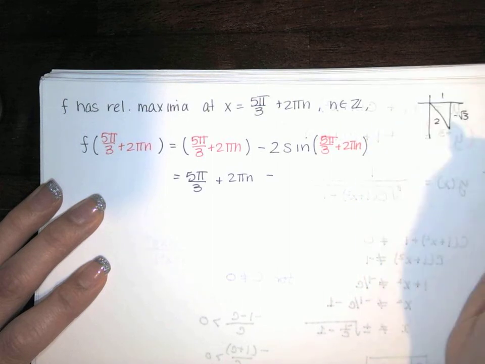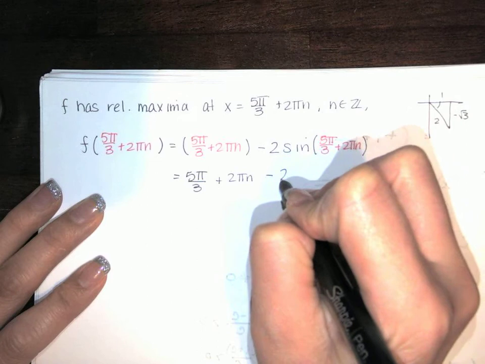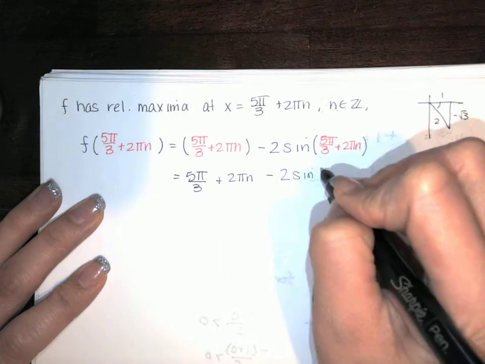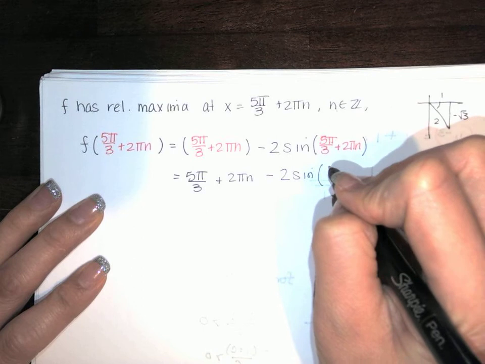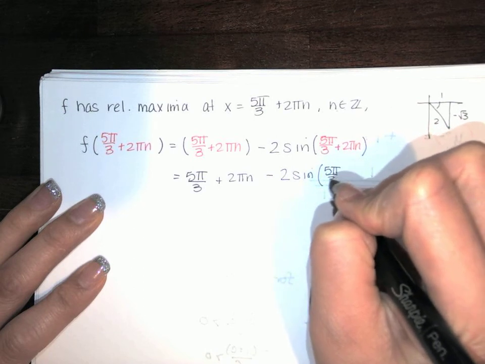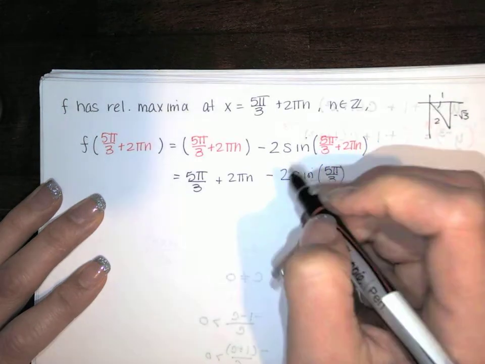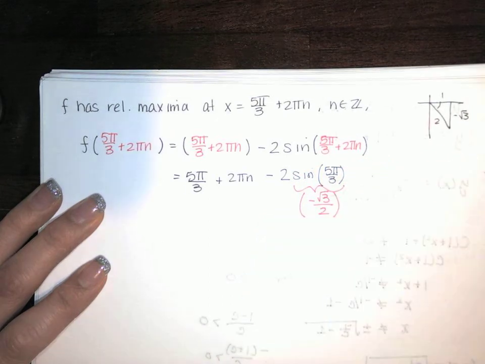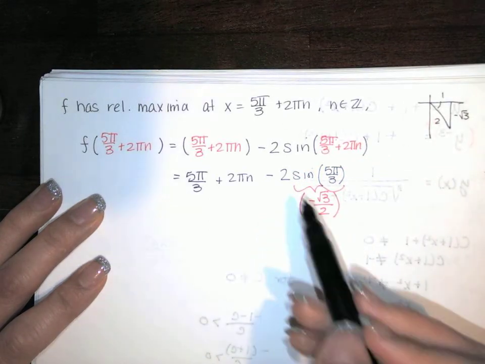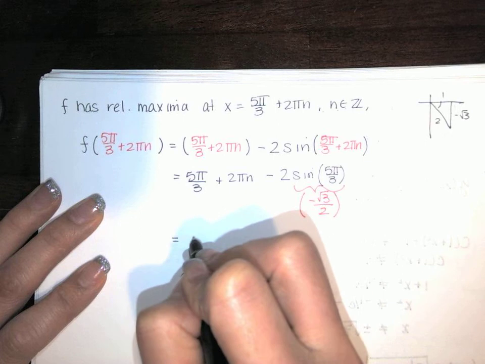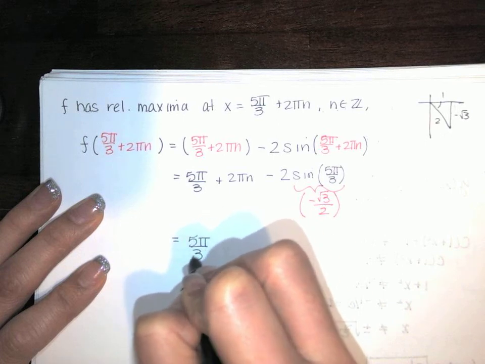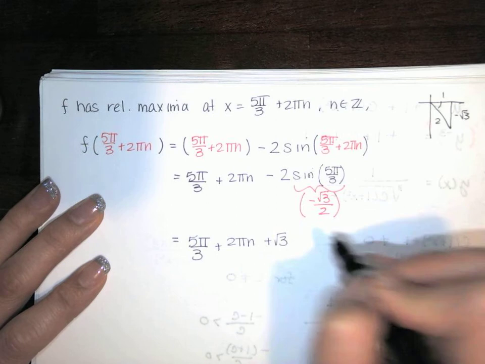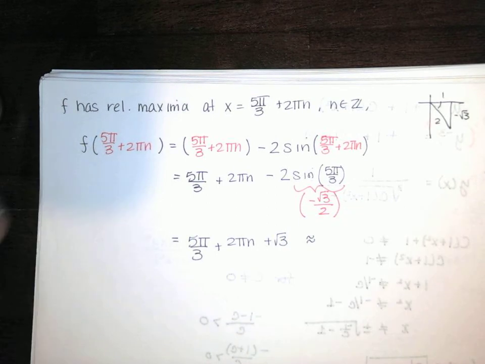It's a 1, 2, square root of 3 triangle. So we'll have negative square root of 3 over 2. The negative times the negative is a positive. The 2's reduce, and we get 5 pi over 3 plus 2 pi n plus square root of 3. And that's approximately equal to this.